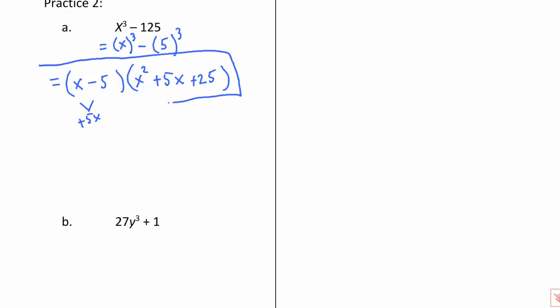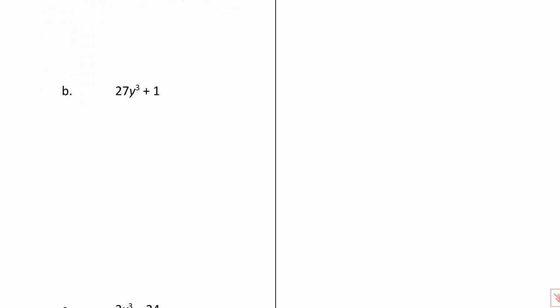Believe it or not, this is the factorization. So x cubed minus 125 is x minus 5 times x squared plus 5x plus 25. Okay, let's try that again with B here.